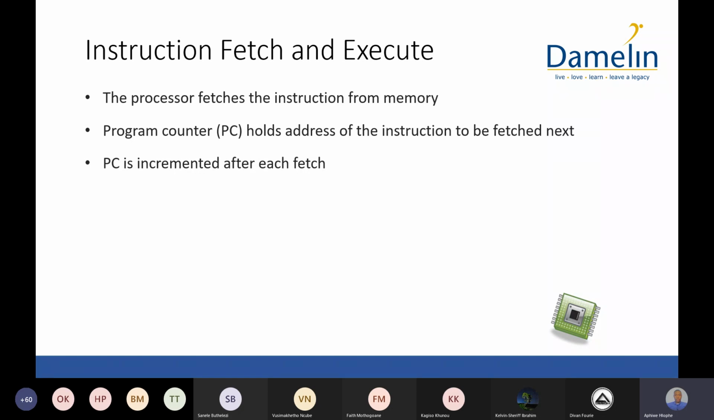The processor fetches the instruction from memory. The program counter holds the address of the instruction to be fetched next, and the program counter is incremented after each fetch. Here they're making a specific example of the processor executing a program. If we have a 32-bit processor, it means it can process 4 bytes at the same time. If we have a 64-bit processor, it means it can process 8 bytes at the same time.